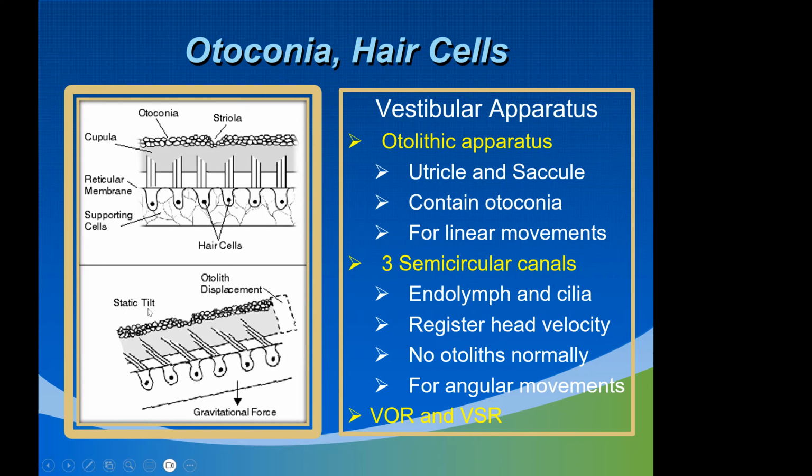So you can see the static tilt and otolithic displacement. Whenever there is a movement, the stones are displaced. The stones move. When the stones move, there will be a sensation. The hair cells are triggered and the impulses are created. Endolymph and cilia register the head velocity. Normally, there are no otoliths in the semicircular canals. Only in the vestibule and the saccule do we have the otoconia. For angular movement also, the semicircular canals are important.